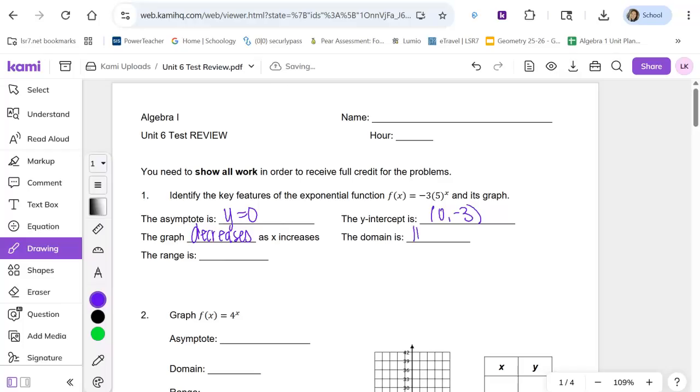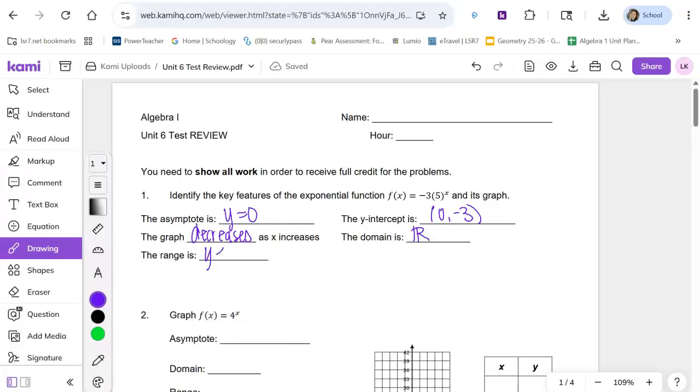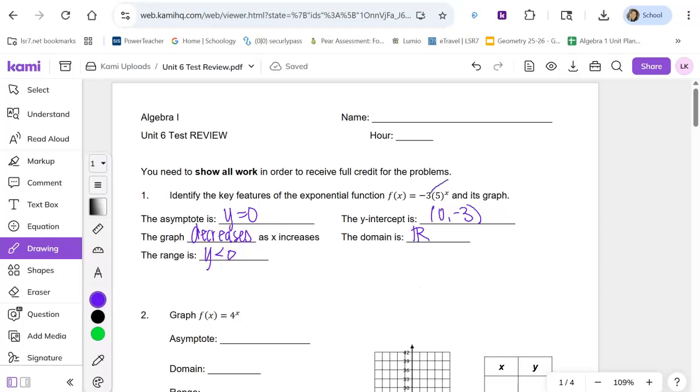The domain, it's going to hit every x value, so your domain is all real numbers. And the range would be y, and the y's are less than 0. So y is less than 0. Also, you can look at your key features. So remember you have f of x equals a times b to the x. A is your initial or your y-intercept. The negative shows that it decreases as x increases. There's nothing added behind it, so that tells you your asymptote is y equals 0.